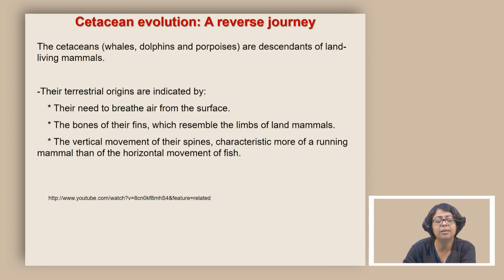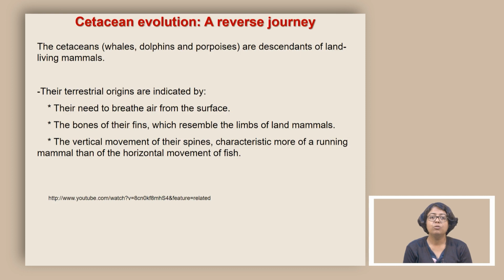Now, how do we think that they were descendants of land living mammals? Although they live in water, in the sea, often they show characters which are very different from other sea living creatures. I am sure that you have seen a whale coming to the surface and blowing the water, and that is something which we do not see in any other marine organism. This also led people to understand that their origin is very different from the other marine groups that we see.